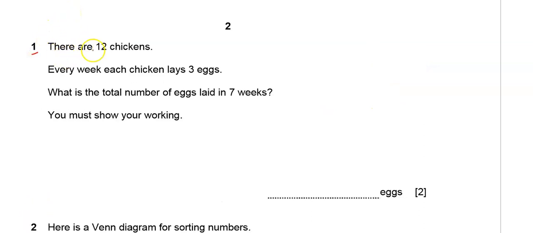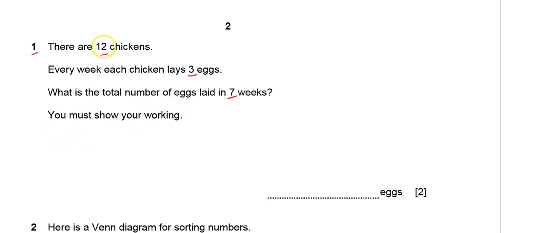Question number 1. There are 12 chickens. Every week, each chicken lays 3 eggs. Out of 12, 3 eggs are laid by each chicken. What is the total number of eggs laid in 7 weeks? You must show your working.